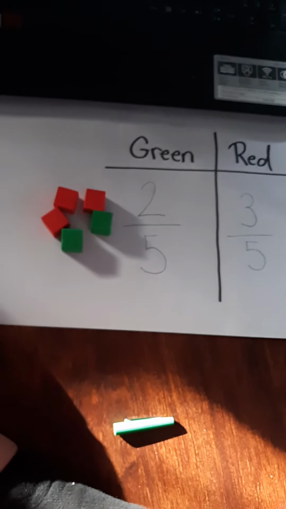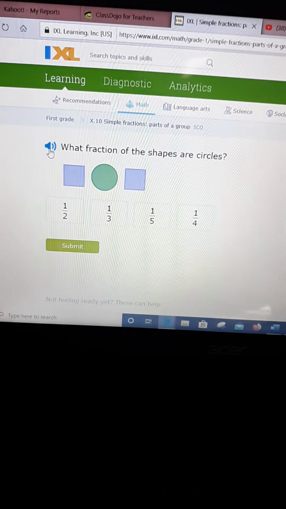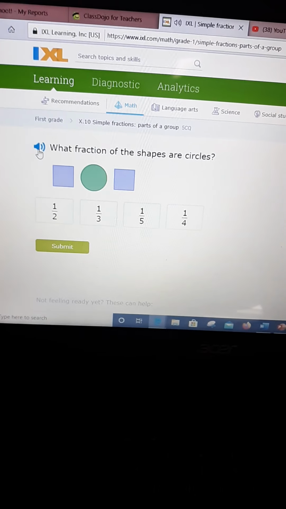Now, you have an IXL assignment today that's going to give you more practice with this. Okay, and your IXL looks like this. This is an example of one. You can press the volume and it will read it to you. What fraction of the shapes are circles?